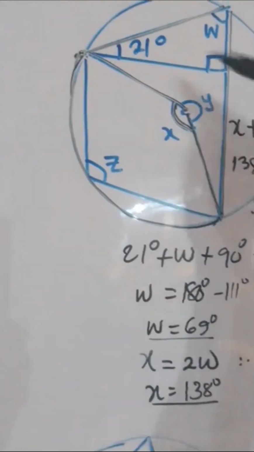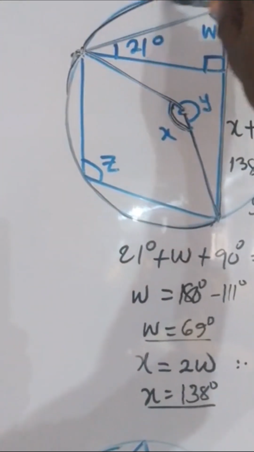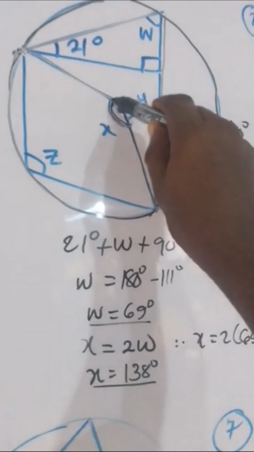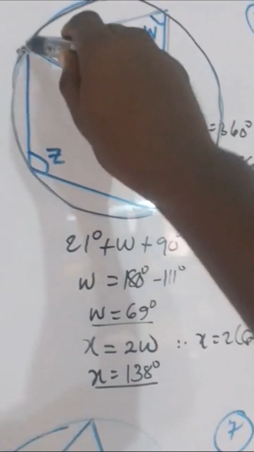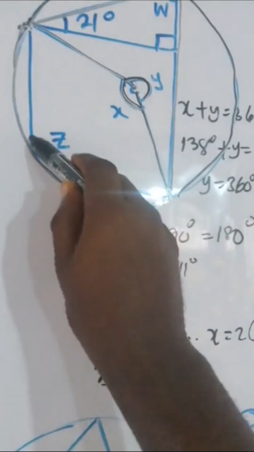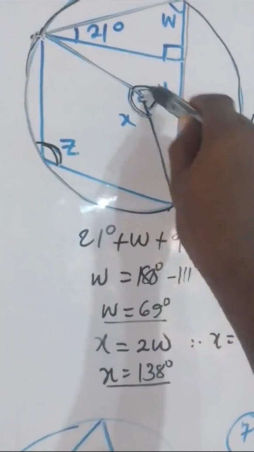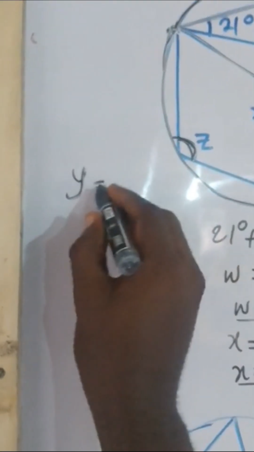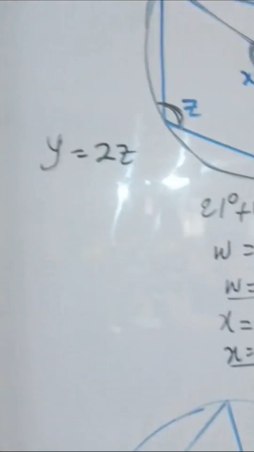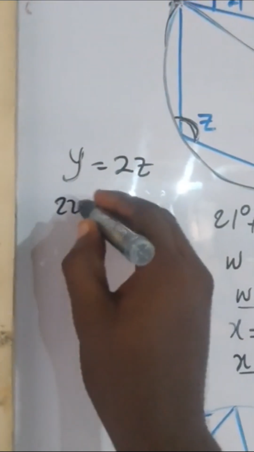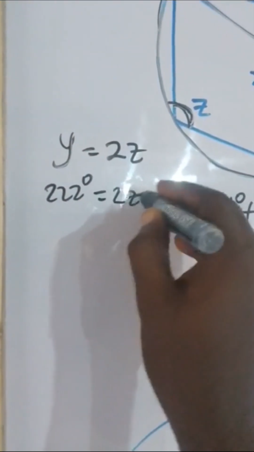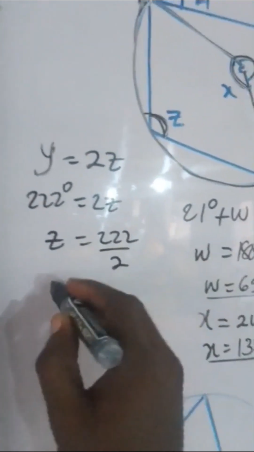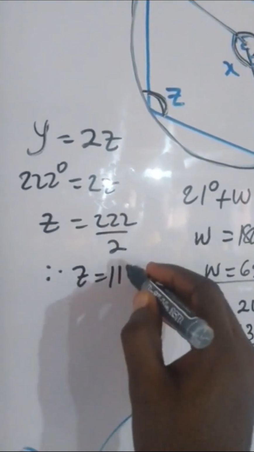Why? Because this remaining arc from here to here, this arc, subtends this Y at the center. And this same arc subtends this Z at the circumference. So center, circumference. It means the angle at the center, Y, is twice that at the circumference, Z. So what is the value of Y? 222 equals 2Z. From here, what's the value of Z? So therefore, Z equals to what?